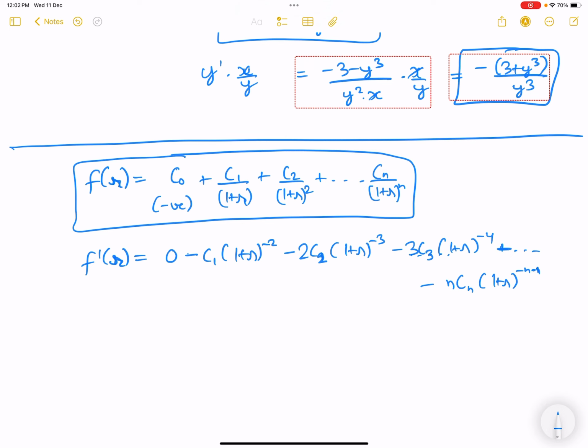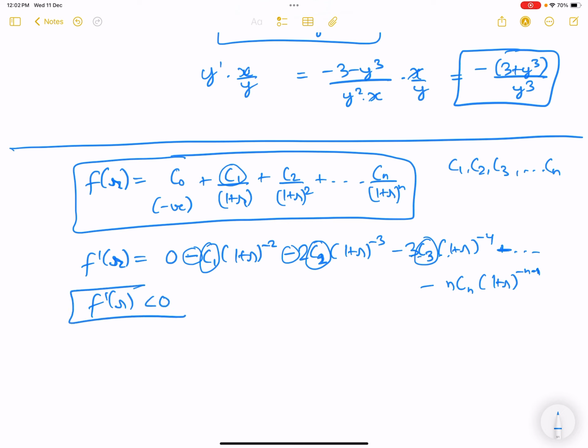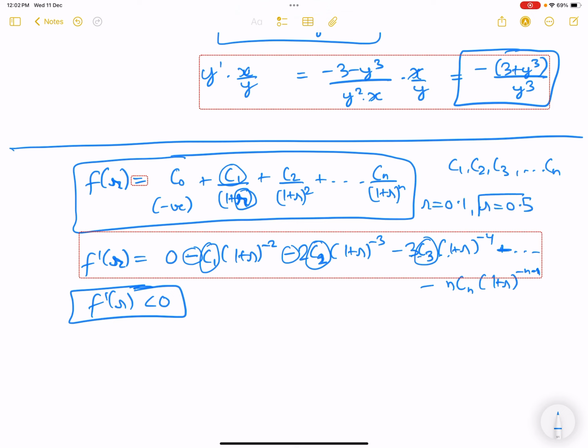Okay, and every value is negative, since it is given in the question that c1, c2, c3 till cn are all profits. So these values are positive, and since there is a negative sign, what we can see is f dash r is less than 0 throughout. It makes sense as well, because if the discount factor is increasing, the present value of the stream would fall. If r is 0.1 and if you take r equals 0.5, the present value would be smaller when r is 0.5.